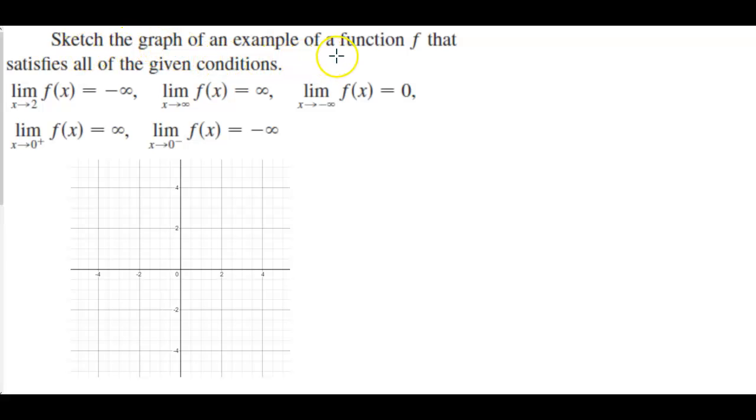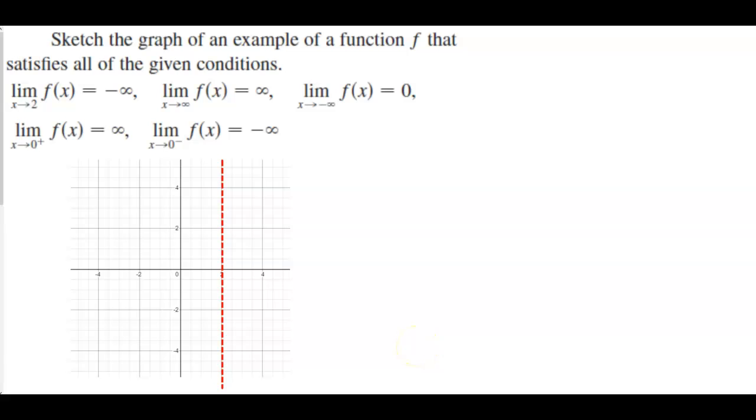Sketch the graph of an example of a function f that satisfies all of the given conditions. The first condition tells us that the limit as x approaches 2 of f of x is equal to negative infinity. What that means is as x approaches 2 from the right and from the left, it is approaching negative infinity, which tells us that we have a vertical asymptote at x is equal to 2. So here at x is equal to 2, we have a vertical asymptote.